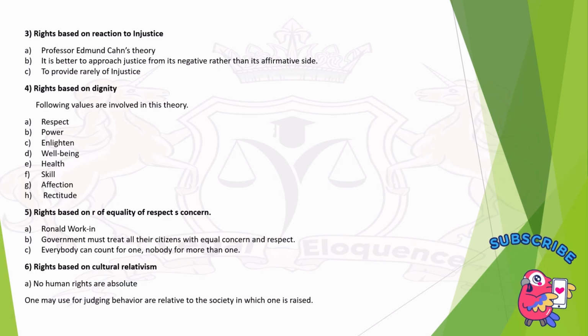Rights based on cultural relativism. No human rights are absolute. The standards one may use for judging behavior are relative to the society in which one is raised.